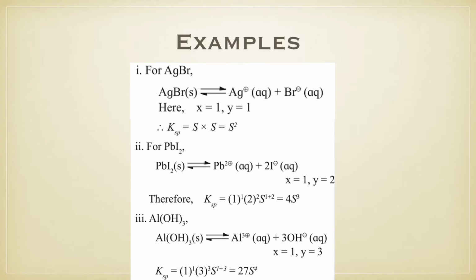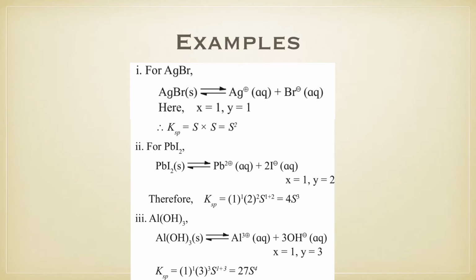Therefore, applying Ksp, it will be Ksp equal to, what is the formula for that? X^X into Y^Y into S^(X+Y). So over here X is 1, so it will be 1 raised to 1 into 1 raised to 1 into S raised to 1 plus 1. So therefore it is S into S, that is nothing but equal to S squared.